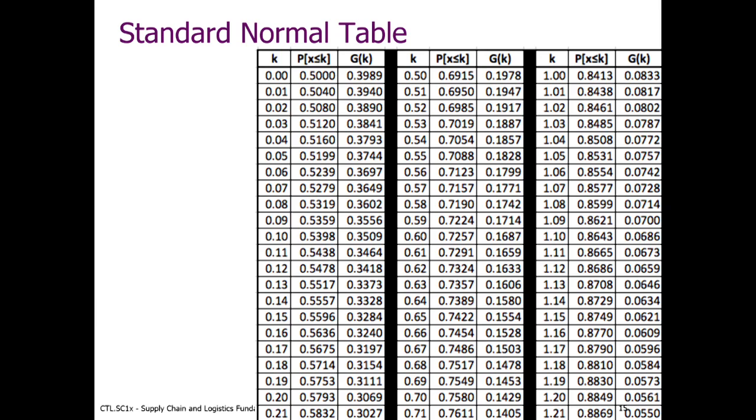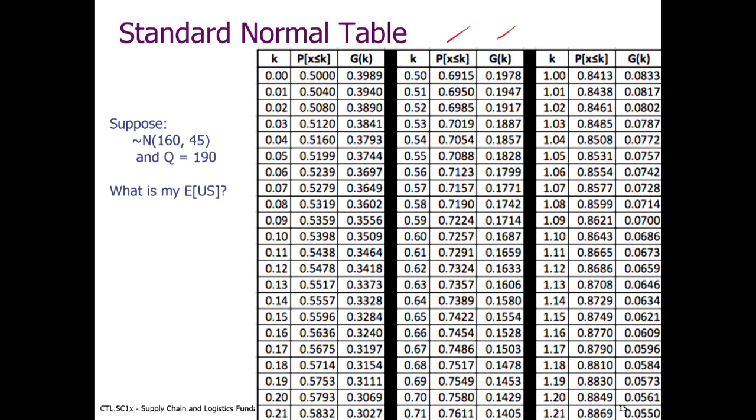In the standard normal tables that we provided you, not only did we give you the probability that x is less than k, which we used to figure out the critical ratios, we also gave you a column G sub k, which is the unit normal loss. So let's do a simple example to illustrate how to use this.